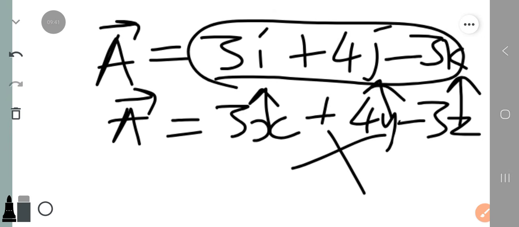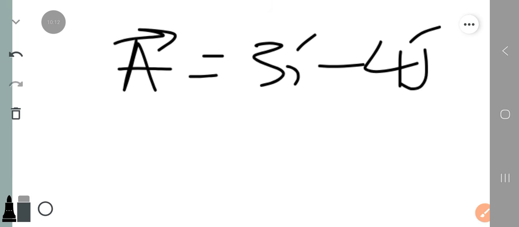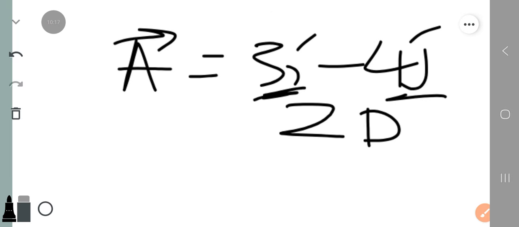And this vector is in 3 dimensions, as you can see, we have 3 components. When I say dimensions, I mean components. So we have the X dimension, the Y dimension, and the Z dimension. So this vector is in 3 dimensions because we have 3 components here: 1, 2, 3. If we only have 2 components, for example, vector A equals 3i minus 4j, it means this is in 2 dimensions because we only have 2 components.